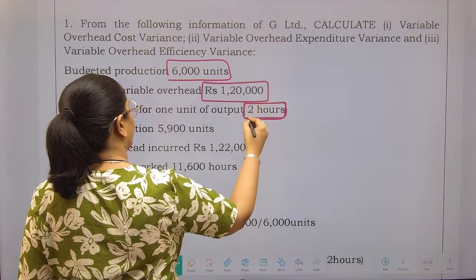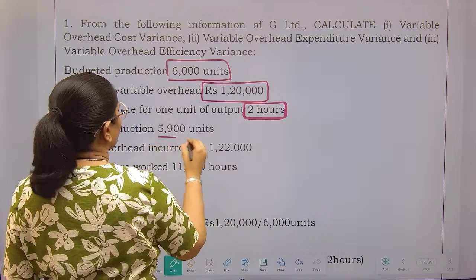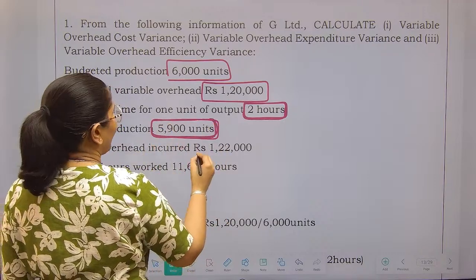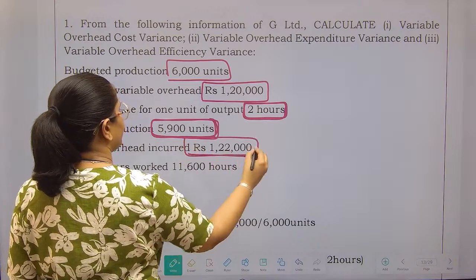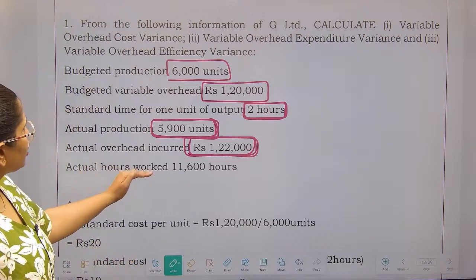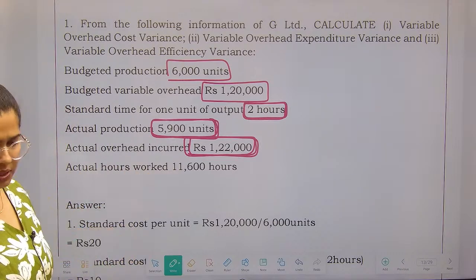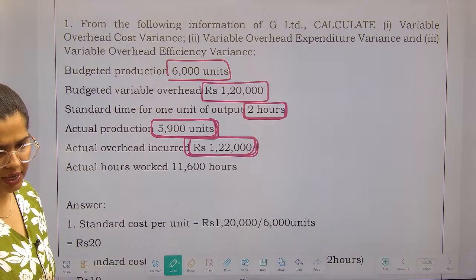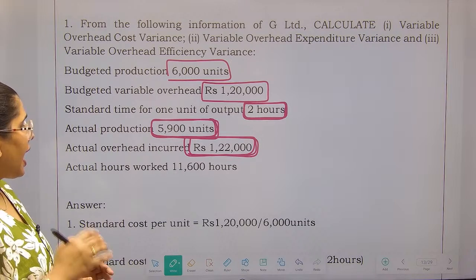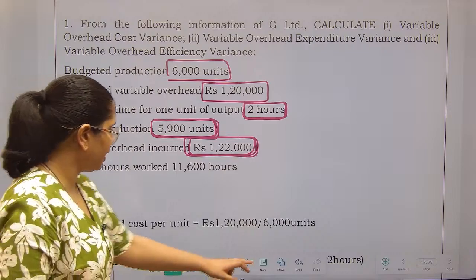How much time does it take you to make one unit? 2 hours. Actual production is 5,900. Actual overhead which has been incurred is 1,22,000, and actual hours worked are 11,600 hours. You have 11,600 hours taken. Now let us see this. Now what I wanted to say, you will see that as well.